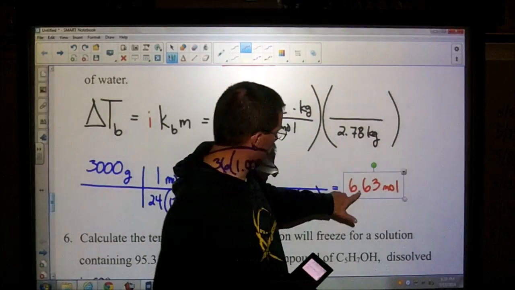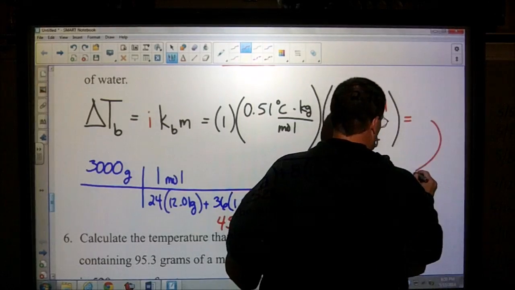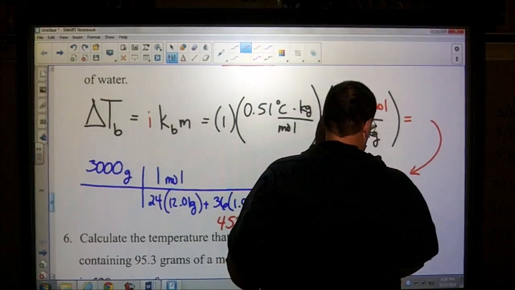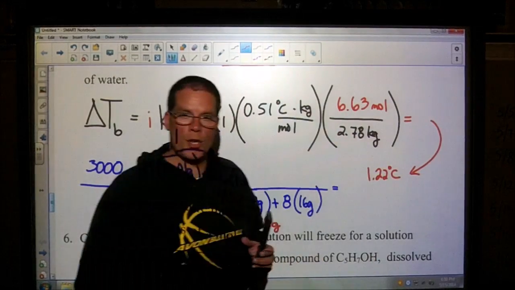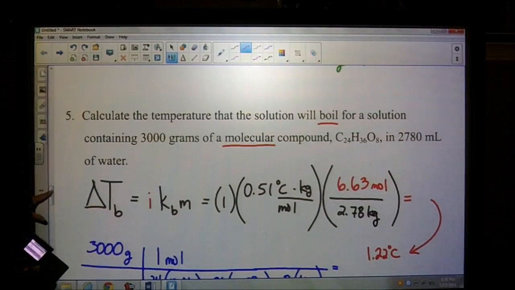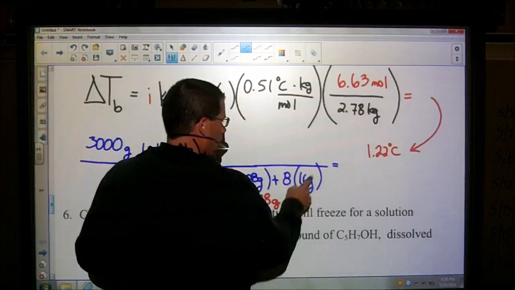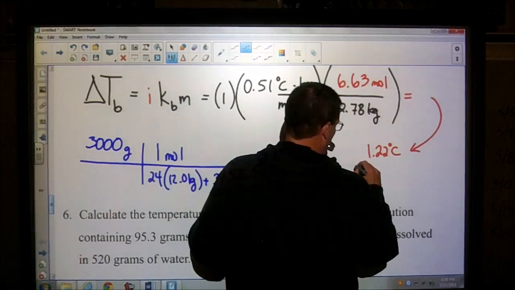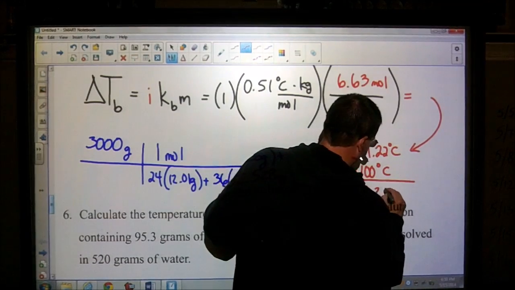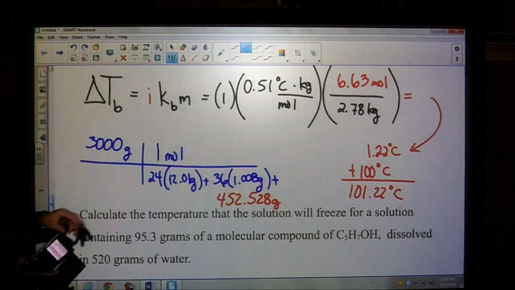So let's plug that value in up top. Okay. And let's find out what our change in temperature is. Our delta T, 1.22. That's our change in temperature. So, to answer this question, calculate the temperature at which the solution will boil. So we need to add that to 100 degrees, which is our boiling point. So your answer is 101.22 degrees Celsius. Okay. Not too bad.